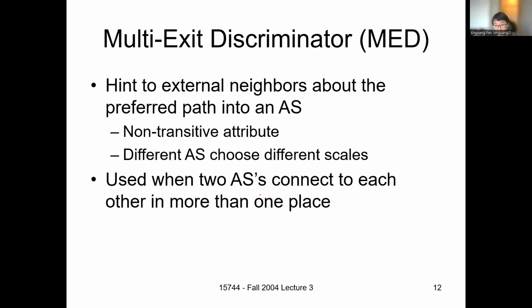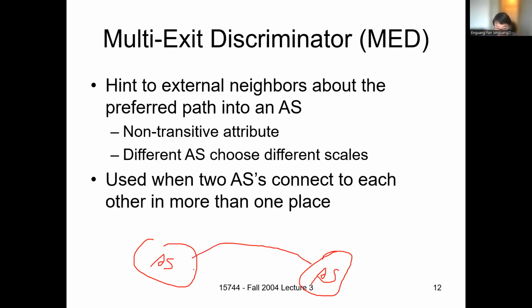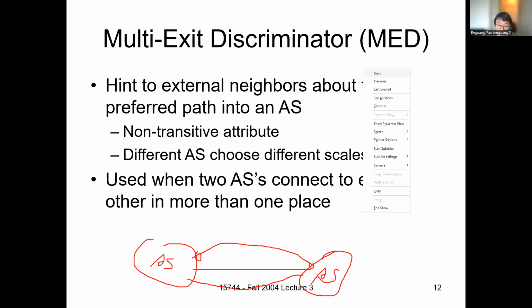It's the multi-exit discriminator. It is used when two autonomous systems are connecting to each other with numerous possible paths. So here is an AS. Here is another AS. If they are connected with different possible paths, I have to make a decision on which one I should pick, right? That is when MED comes into play, okay? So let's move on.